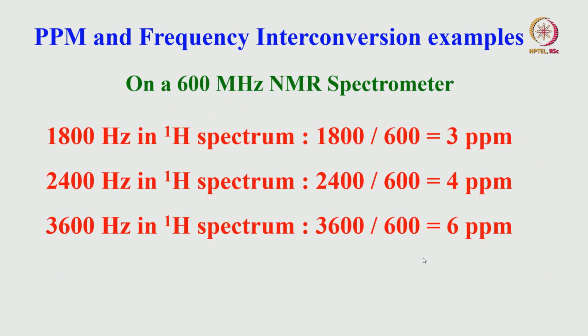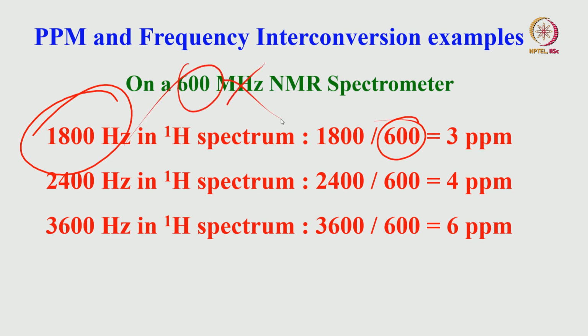And the same thing, let us say I measure in a 600 megahertz spectrometer, a peak comes at 1800 hertz. I want to know what is its value in ppm. What you have to do? Simply, if you want to convert from hertz to ppm, divide by the resonating frequency, which is 600. Leave out the megahertz part of it. Then you are going to get the number that is in ppm. So, 1800 divided by 600, you get 3 ppm.